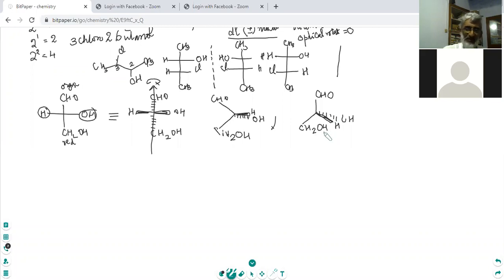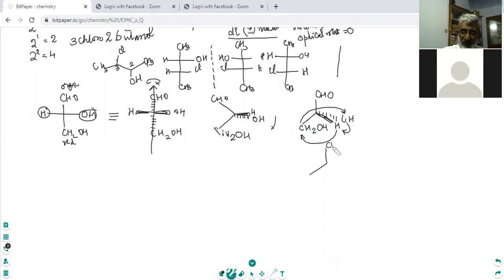Now see here. I can do one thing I have told you before. I don't know how many of you remember. You can exchange these three groups like this. The molecule will not change. Hydrogen can be brought here. This CH2OH can be brought to the place of the OH, and OH can be brought to the place of H. Remember, we are not mutually exchanging them. So it is just a rotation. We are not doing anything else.